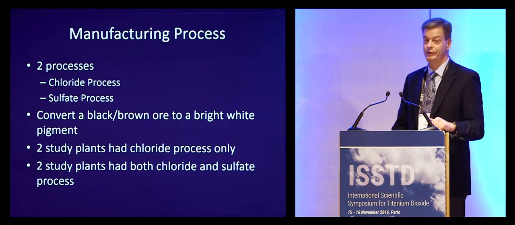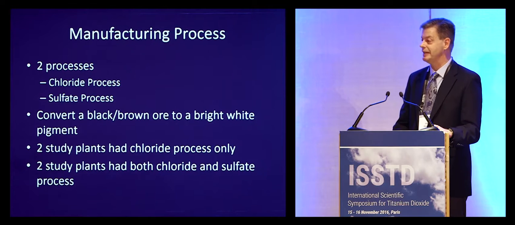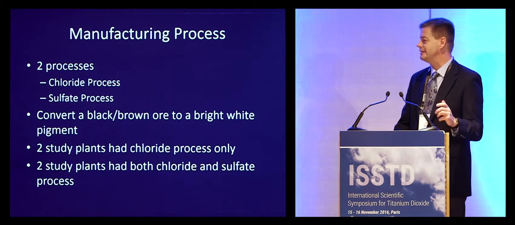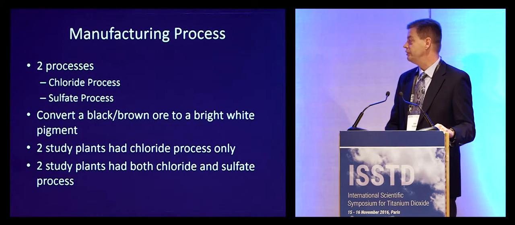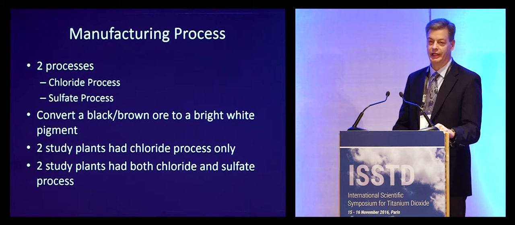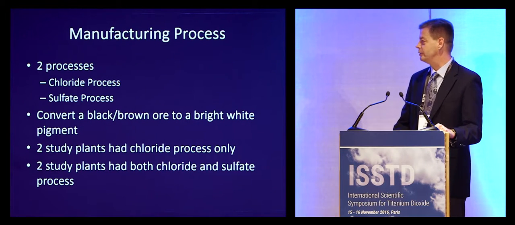The next couple of slides, I want to talk to you about the manufacturing process and how we did our exposure assessment. So at the plants, there were two types of processes, which I'm sure everyone here knows, chloride and sulfate. Two of our study plants only had the chloride process, and two had both chloride and sulfate.